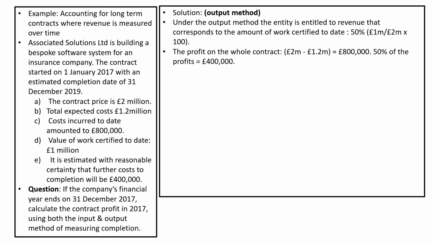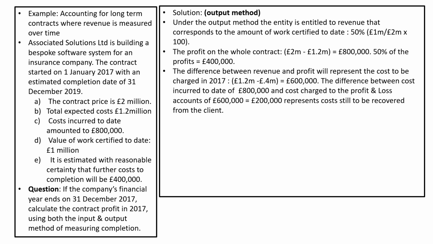So the profit on the whole contract is 800,000, and we work that out by the contract price of 2 million minus the given figure of total expected cost of 1.2 million, and on the basis of that we can take 50% of that profit, which is the percentage of profit based on the output method, and that gives us 400,000.